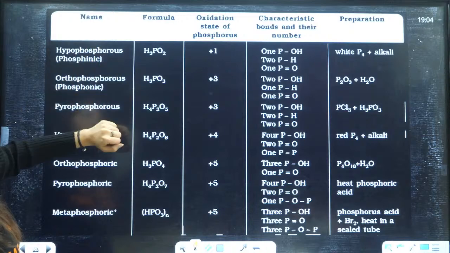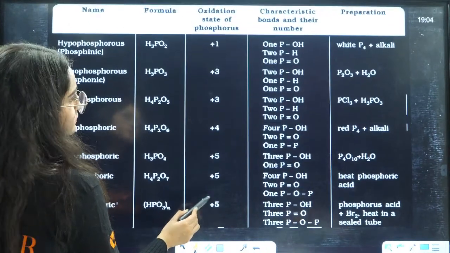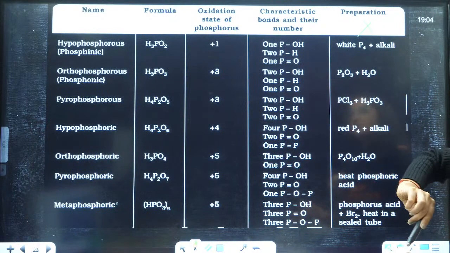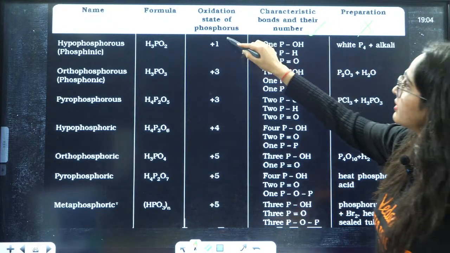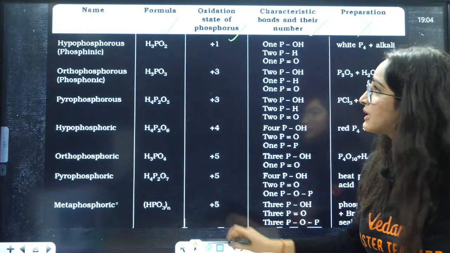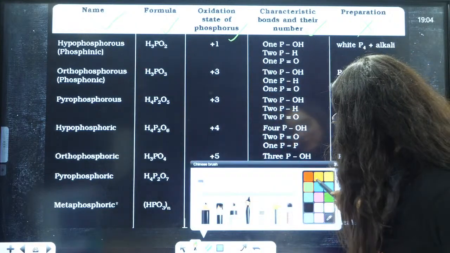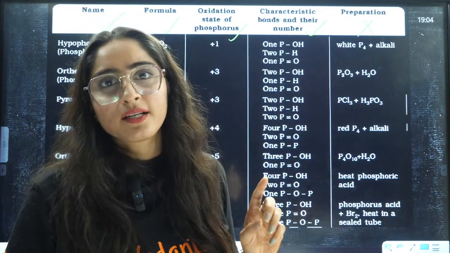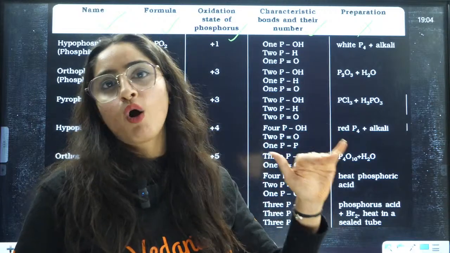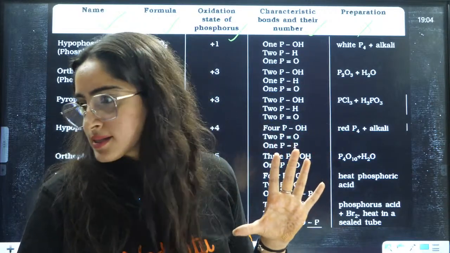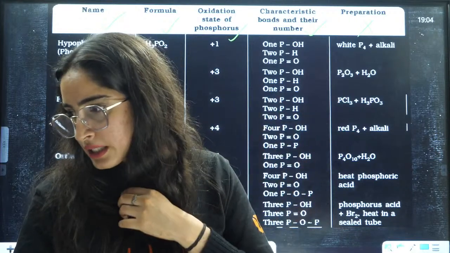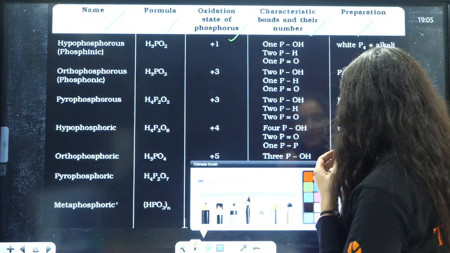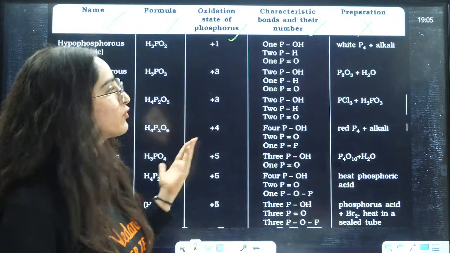So this is hypophosphorus acid. Here you don't need to remember the preparation. This you need to remember: the formula you need to remember, the name you need to remember. So all these things are important. Why I am saying these are not important for just P block? They can ask you the same thing throughout your chemistry section, right?